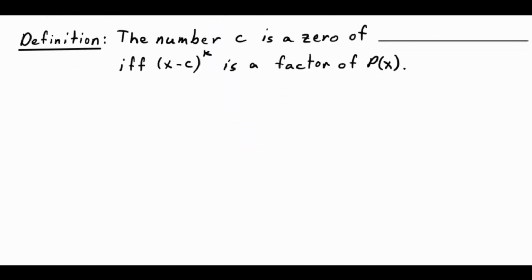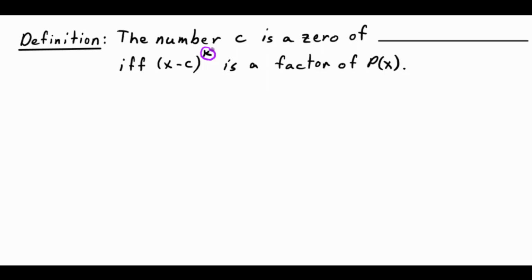Here's a new definition. The number c is a zero of p of x if and only if x minus c to the k power is a factor of p of x. So if you can factor p of x, but one of the factors repeats itself k times, that's how we think of it when you have an exponent of k on the factor. So x minus c is a factor. That automatically means c is a zero, right? If x minus c is a factor of p of x.